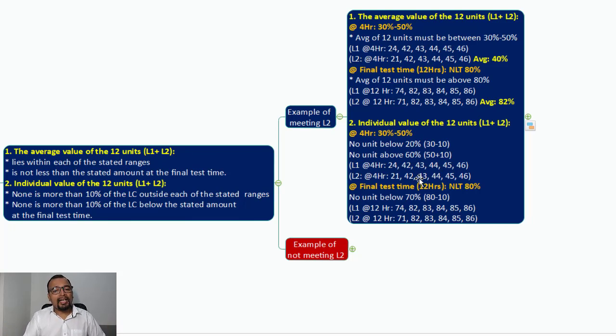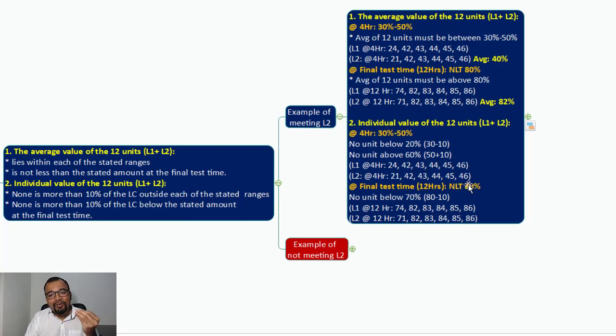So the L1 results are 24, 42, 43, 44, 45, 46, and the L2 results are 21, 42, 43, 44, 45, and 46. So the results are between 20 to 60%, and no unit is below 20%, and no unit is above 60%. Yes, the lowest dissolution value is 21%, which is still above 20%. So my lowest requirement has been met. Now what is the highest requirement? The upper value is 60%.